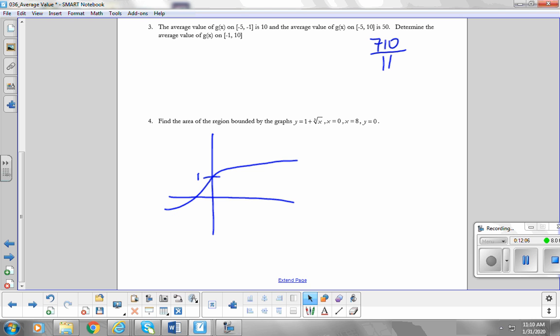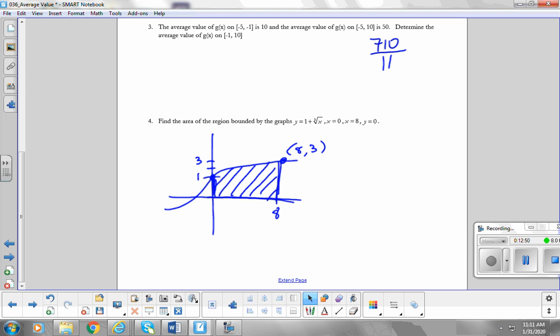And this says it's running from 0 to 8. And then y equals 0. So when I plug in 0 into this, I get 1 plus the cube root of 0, which is 1. So that's where that's heading. And then when I plug in 8, what's the cube root of 8? 2. Cube root of 8 is 2. 2 plus 1 is 3. So this is at 8, comma 3. And then y equals 0 is just this horizontal line. So I want to know from here to here and here and there, what that area is. That's what it's asking for.